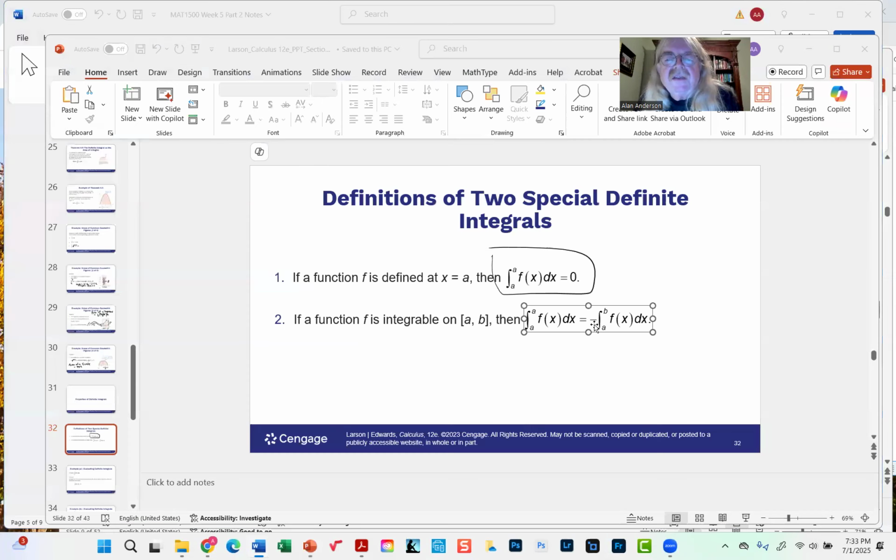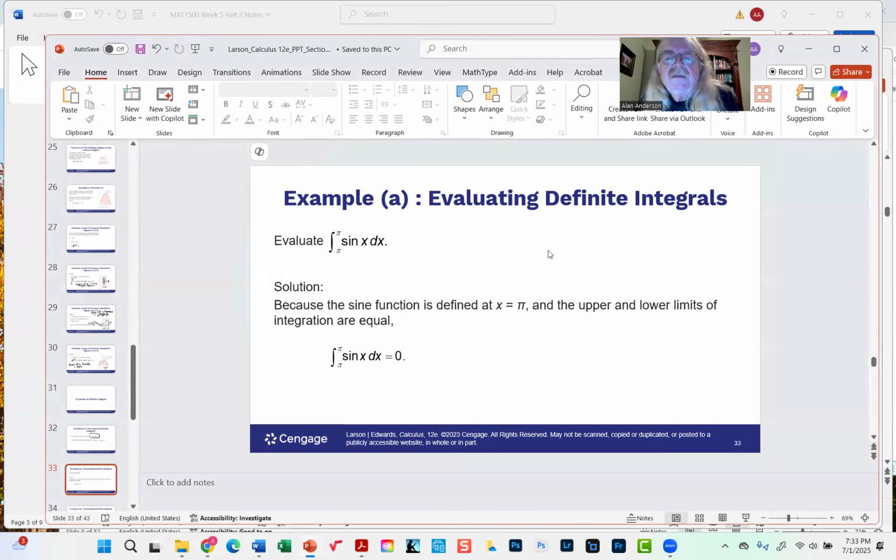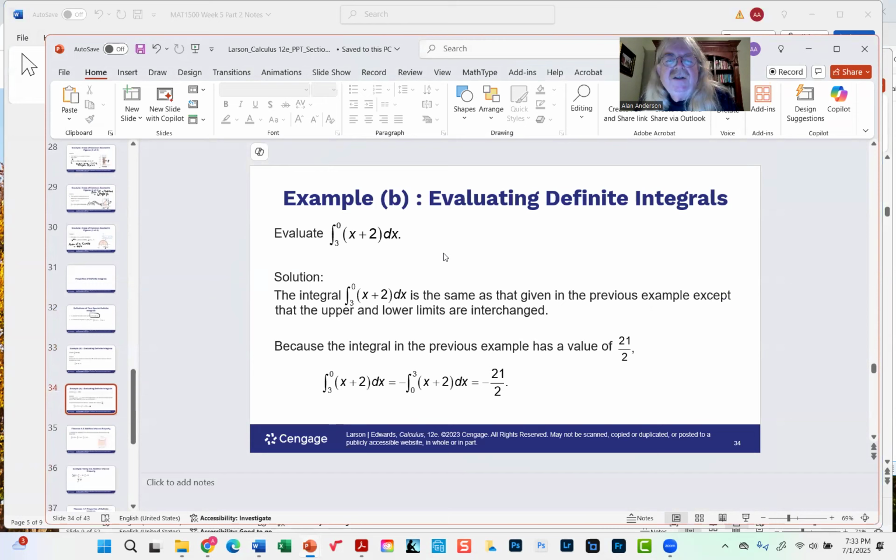All right, what else do you need to know to do this? Well, this was a trick question. You can see that the lower and upper limits are both pi, so this is just 0. Here we go.